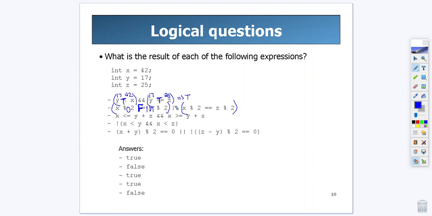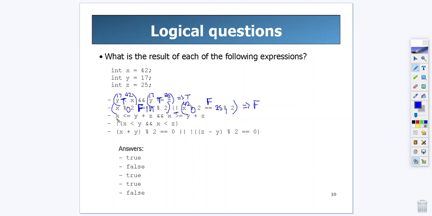Now let me come over here. X mod 2, 42 mod 2, that's going to be 0 because there is no remainder. And then 25 mod 2 is going to be 1. So 0 is equal to 1, that's a false statement. So with an OR, one of them has to be true. When neither of them are true, it's going to evaluate to false.